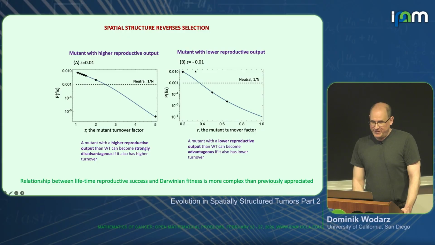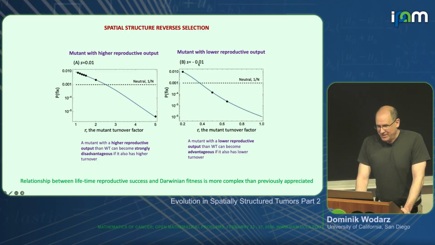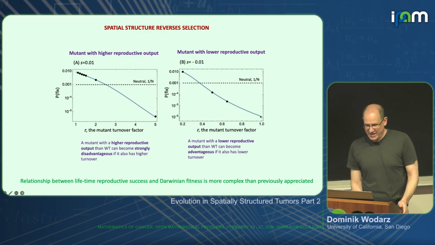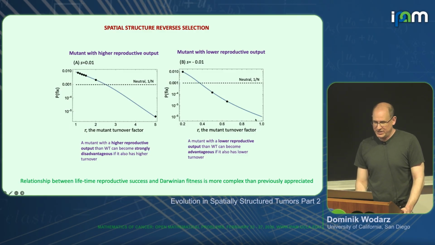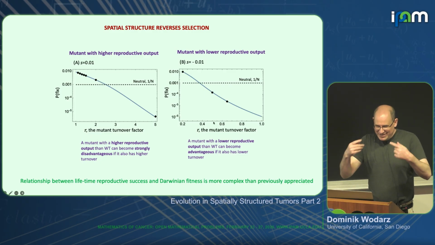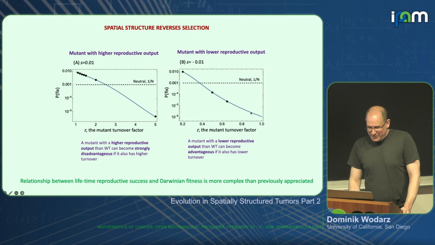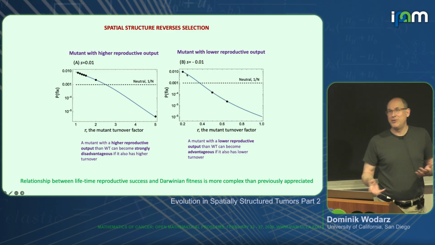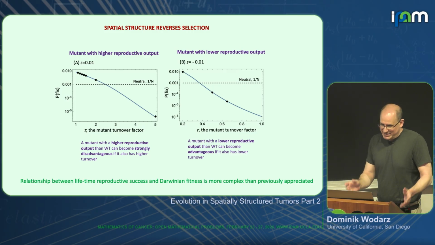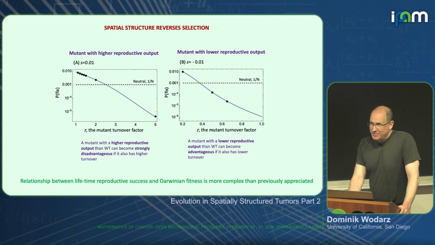Here is the same for a disadvantageous mutant. 1% disadvantage if your tau is equal to 1, so the usual case. It's highly disadvantageous. Now we reduce the turnover so that they divide and die less, but they still leave less offspring in their lifetime. Your fixation probability goes up and eventually becomes advantageous. So you have a mutant that leaves fewer reproductive offspring, but is advantageous.